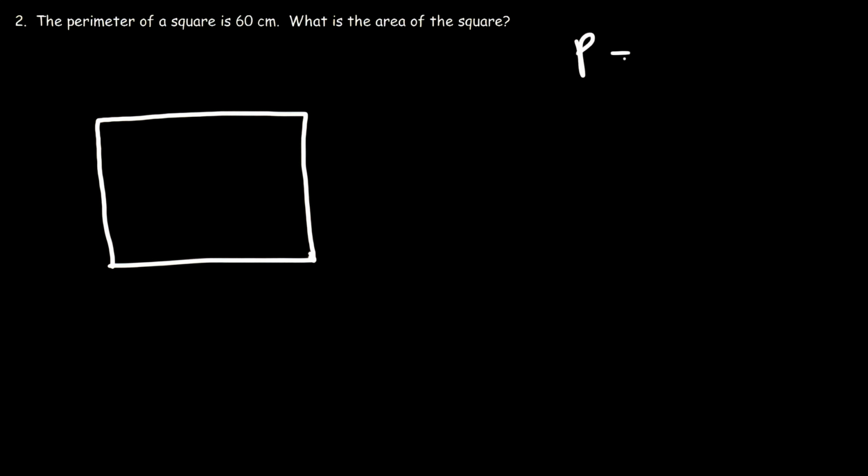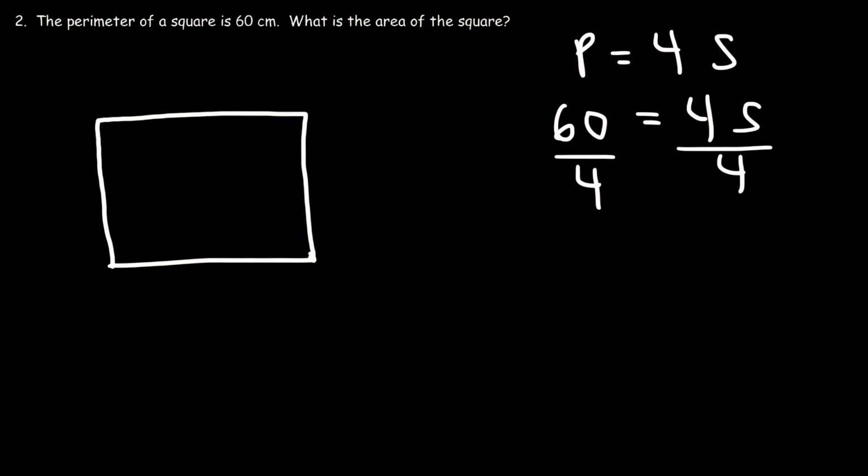So for a square, remember that the perimeter is 4 times the side length. So if the perimeter is 60, we could easily solve for the side length. We just got to divide both sides by 4. And so 60 divided by 4 is 15. So therefore, the side length of the square is 15 centimeters all around.